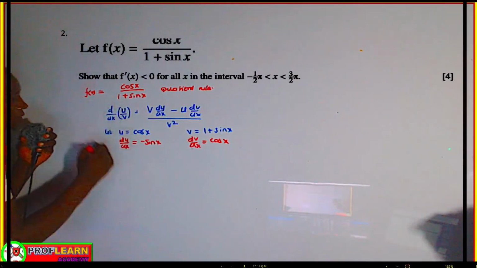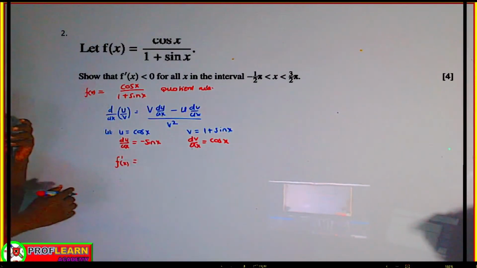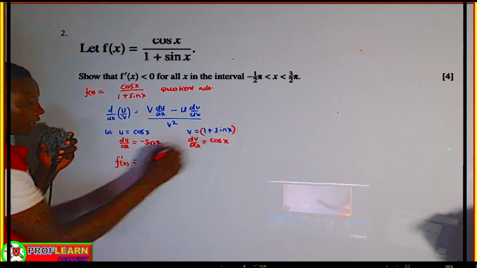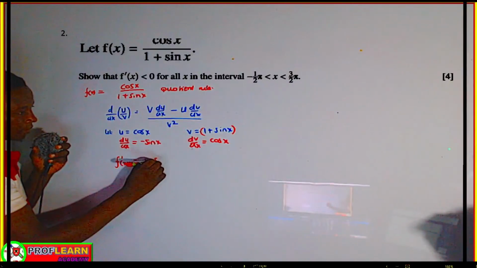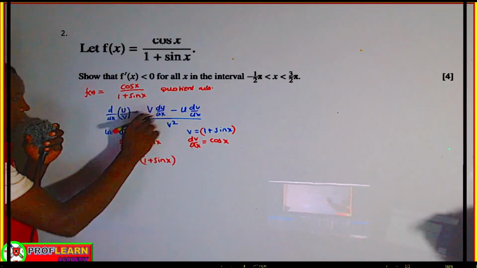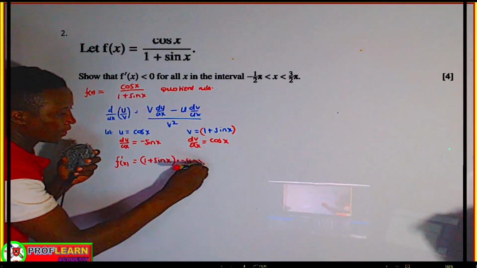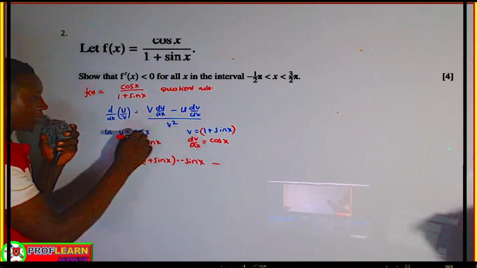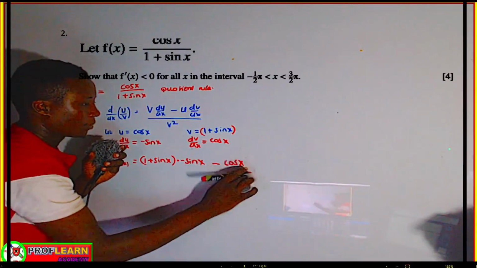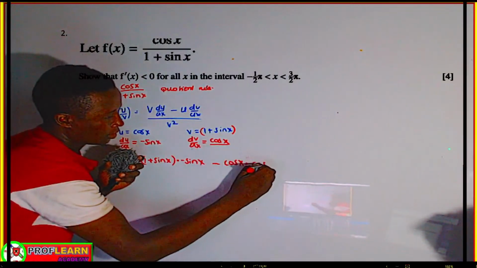Then now we can say our f prime, or the differential function to this, is going to be v. Our v is actually this guy that we have here, so we're going to say 1 plus sin x into bracket du/dx. So we are going to multiply by du/dx, and our du/dx is negative sin x, then minus our function u, which is actually cos x, multiplied by dv/dx, and our dv/dx is cos x, so this is cos x.